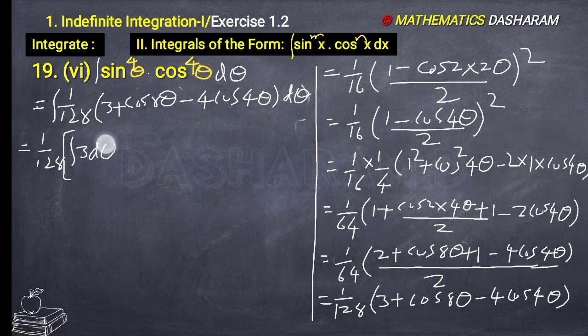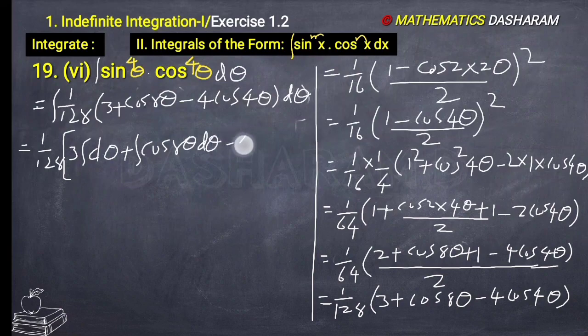3 d theta, 3 we can write before the integration. So 3 into integration d theta plus integration cos 8 theta d theta minus 4 into integration cos 4 theta d theta.